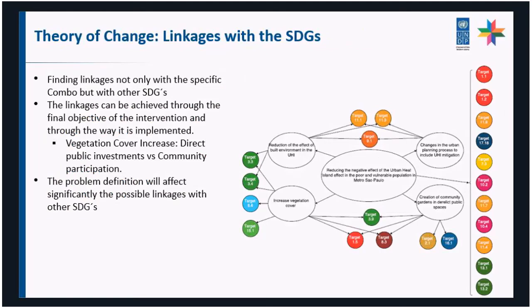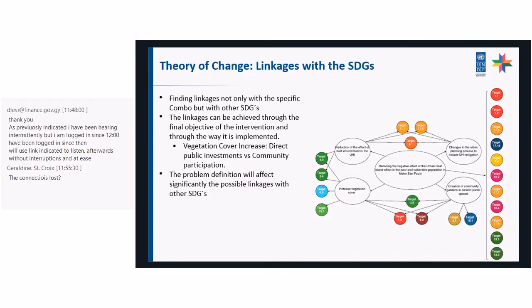So, wrapping it up a little, talking about the linkages with the SDGs, like Almudena mentioned, the idea is to find the linkages with the SDGs, not only of the problem, but also of the way in which you can devise a specific intervention so you can address more than one SDG. For example, if you want to increase vegetation cover, you might have the option of direct public investments or community participation. Both will probably address the same problem, but community participation might have additional benefits.